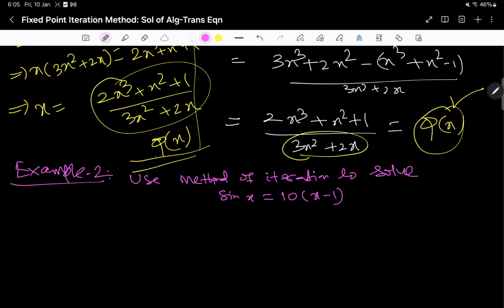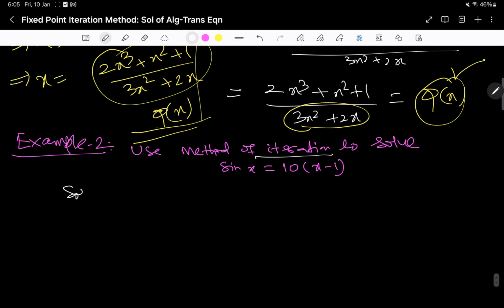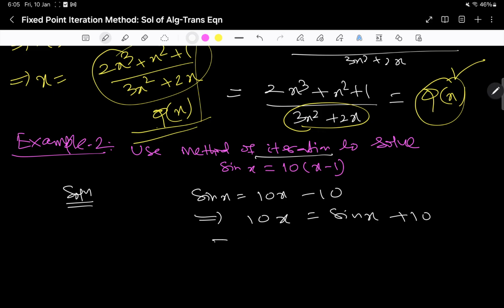Suppose you are given one more question: use iteration method to solve this. Coming to the solution, sin x is equal to 10x minus 10. So that means 10x is equal to sin x plus 10. So what is x? x is equal to sin x by 10 plus 1. So this is my phi of x.